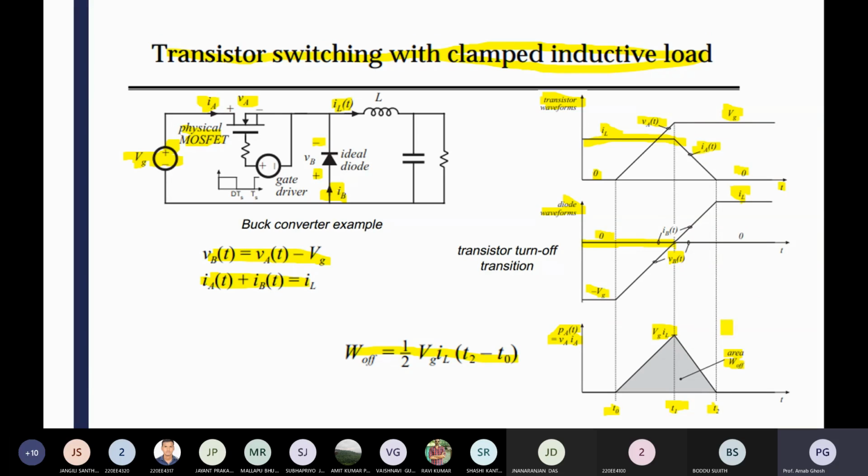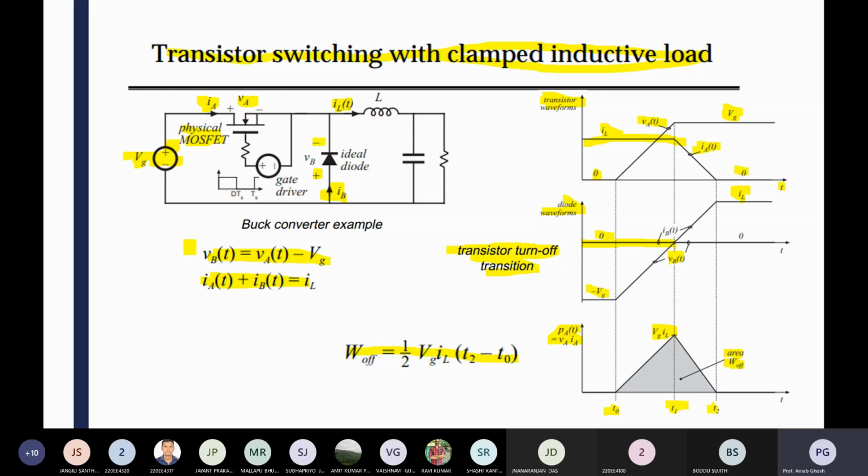So what is the area of that power loss? What is the area of the energy stored over here? Half base into height. What is your base? The base is T2 minus T0. And what is your height? It is Vg into IL. So it is half Vg into IL within brackets T2 minus T0. So this is your transistor turn off transition.